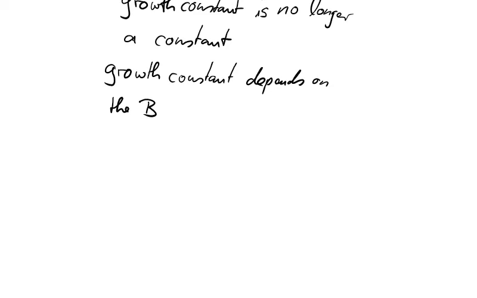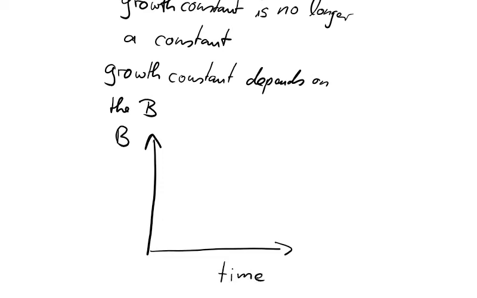So, how can we write that? Now, let's try to figure out what it looks like first. We have B, that's our rabbit population, that's time. Right at the beginning, the rabbits will be happy as Larry.